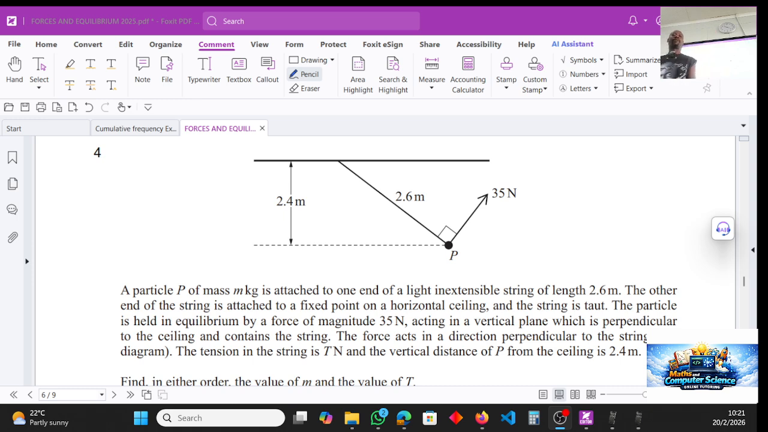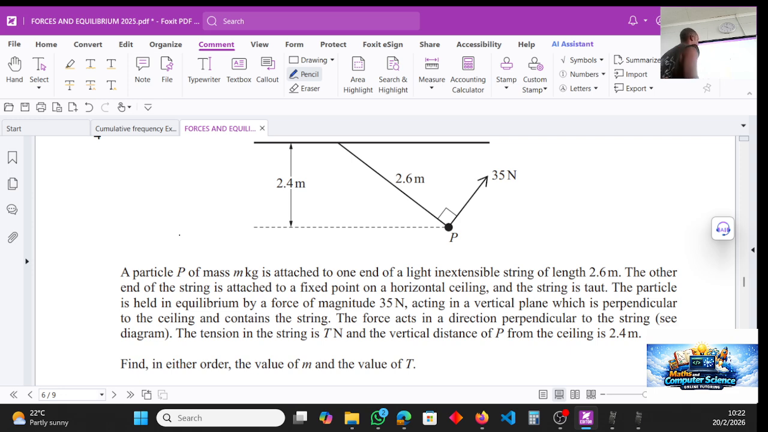Okay, we're moving on to the fourth problem. What a diagram there, and this diagram is simply illustrating a scenario where we have a particle P of mass m kilograms suspended. Now, since it has mass, we know that the weight is going to be 10m, because that's mass times g. It is attached to one end of a light inextensible string of length 2.6.